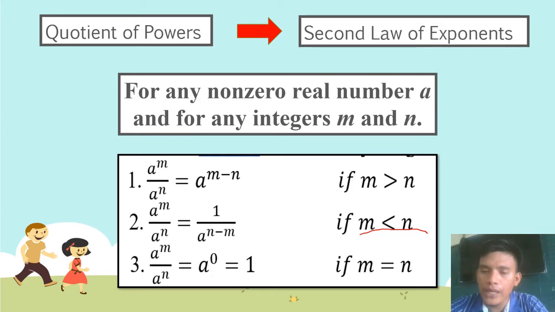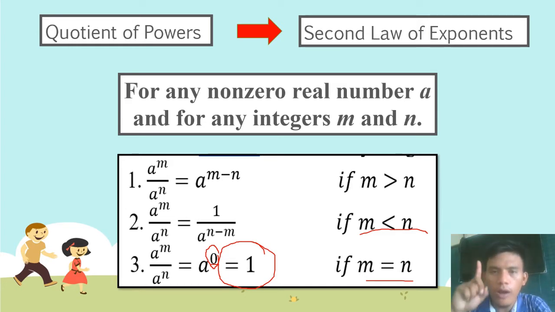For number 3, a raised to m over a raised to n, if m is equal to n, therefore their exponent is 0. When you subtract their exponents, the result is 0. Remember, if the exponent is 0, it is always equal to 1. Please take note of that. Again, if the exponent is 0, the answer is 1. Always 1.